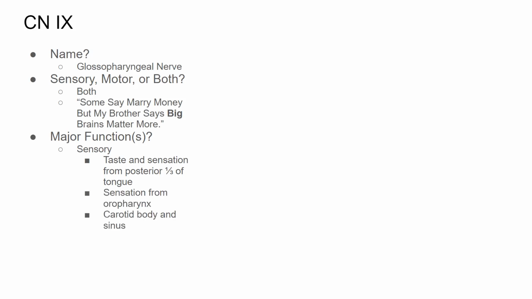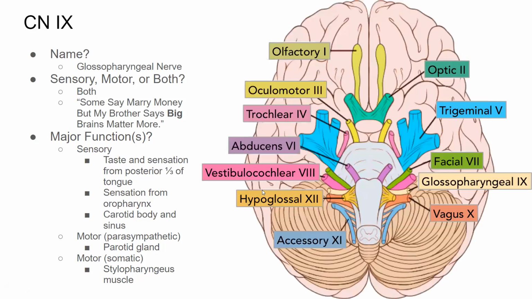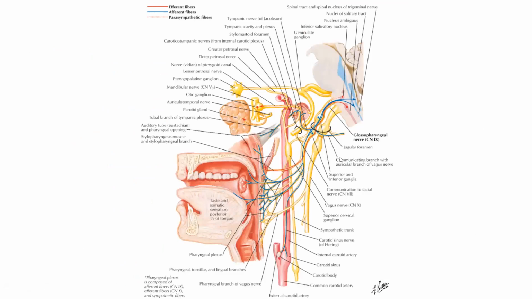Sensation from the oropharynx, carotid body, yeah. It does the parotid gland. So the facial nerve does all the glands except the parotid, and then glossopharyngeal does the parotid. It's weird because the facial nerve goes through the parotid gland, but it doesn't innervate it. It's really annoying. I don't know why that's like that, but anyway, in lab you'll see it. It also does one muscle, the stylopharyngeus, and I'll show you. This is just another schematic with all that information.